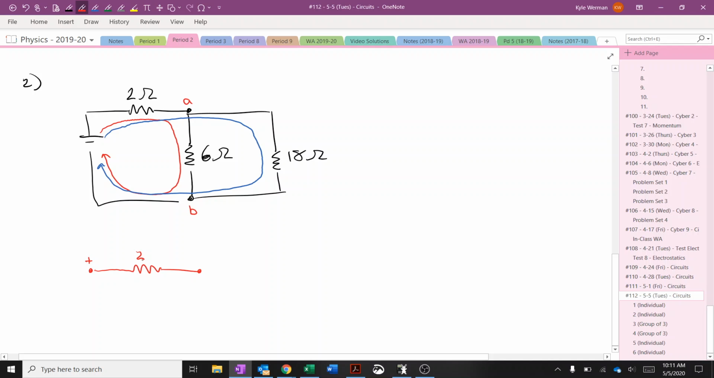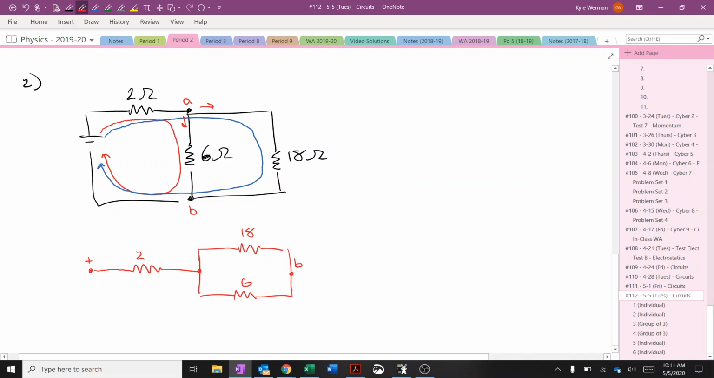But at A, I get a split. Right? A goes one way here and one way there. So I'm going to identify that like this. And let's take the high road. Well, that's going to go through the 18 ohm resistor. And the low road is going to go through the 6 ohm resistor. And those two pathways come back together at node B.